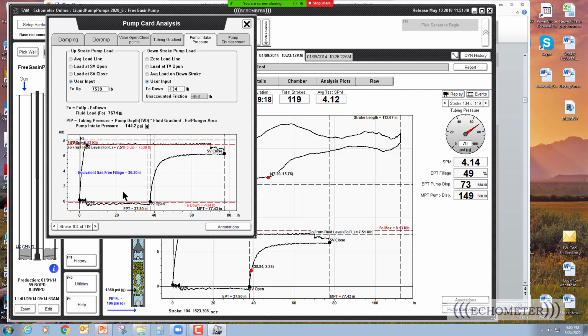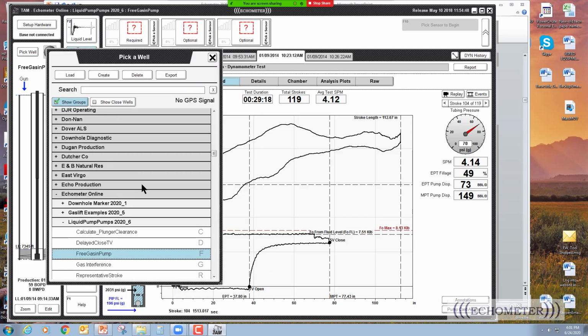So we looked at about 300 pump cards that had incomplete pump fillage, and we found that the very best method to determine FO up and FO down for our data was to use the zero load line for FO down and the average load on the upstroke. It doesn't always work, usually because of mechanical friction. But in these cases, it worked okay. But this is the best option. The best defaults are average load line on the upstroke and the zero load line on the downstroke.